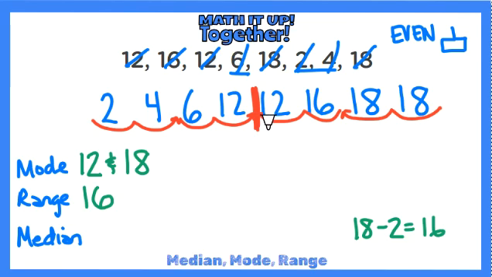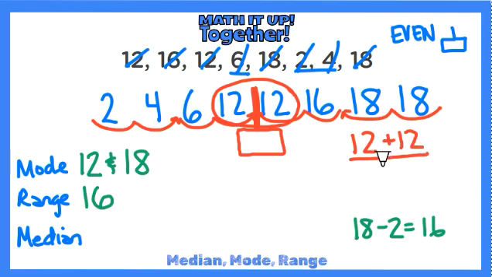But what we do to find the median then, and this is an extra easy one, is we would take these 2 middle numbers and find the middle of those 2 numbers. And we do that by adding them together and dividing by 2. Now, you can see 12 and 12, the middle of 12 and 12 is 12. But we're going to go through this process. So 12 plus 12 is 24. Divide that by 2, and you're going to get 12.